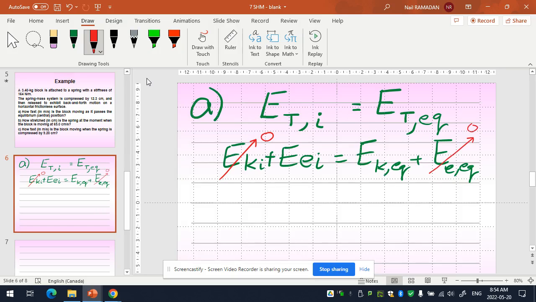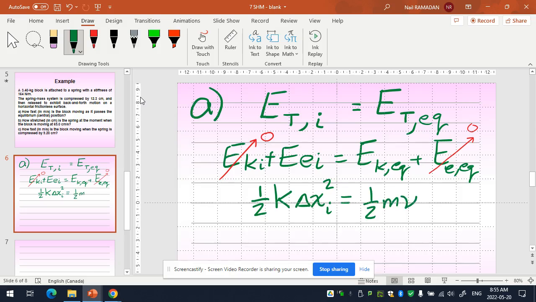Perfect. What's the equation for EE? All the time, half K delta x squared, technically x initial, because it's I. Equals what's the equation for kinetic? Come on, same structure. Half, yes, Amar? Half m v, I'm going to call it v equilibrium squared.